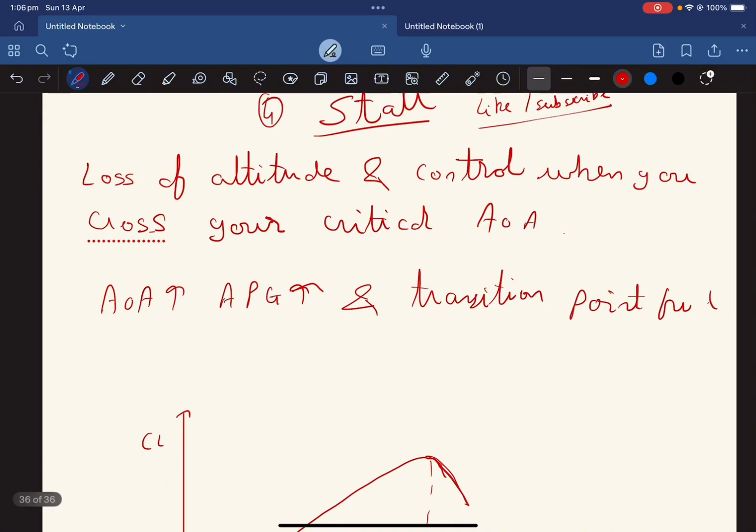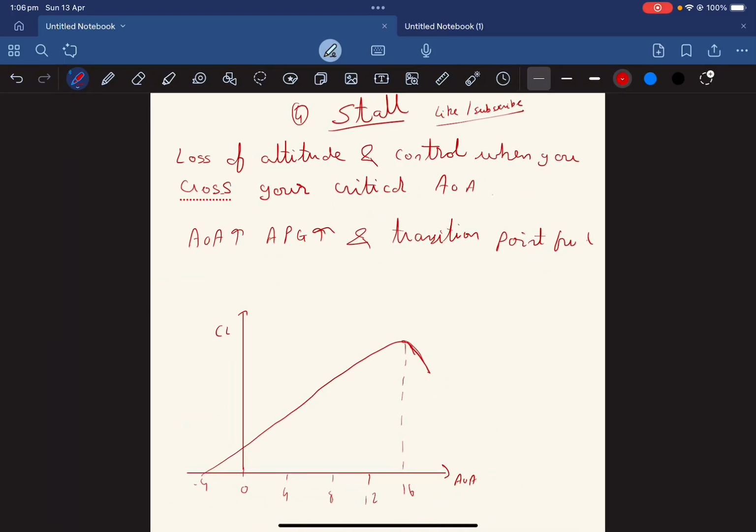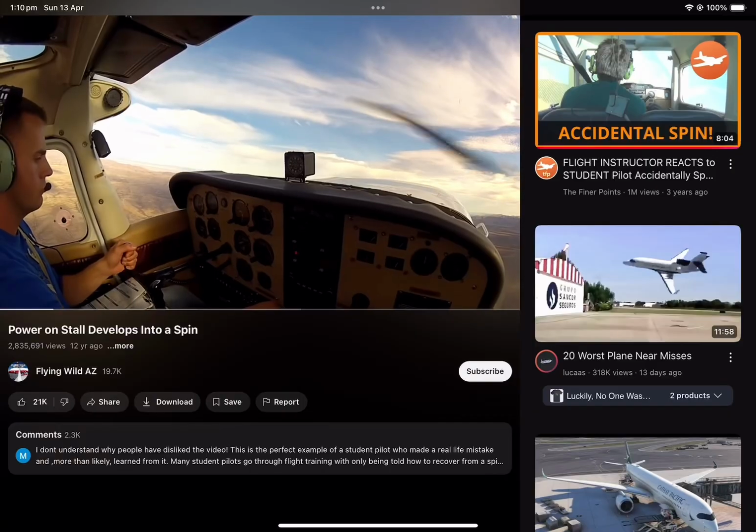Alright, so let's begin. So what exactly is stall? Stall is the loss of altitude and control when you cross your critical angle of attack. So I'm going to show you guys a video of an aircraft stalling, so you guys have a good idea of what exactly is stall and how it happens.